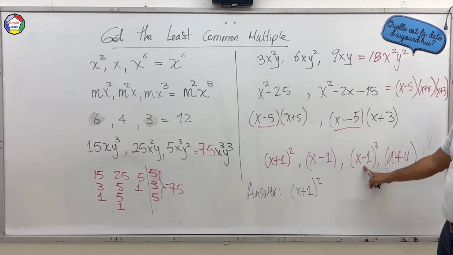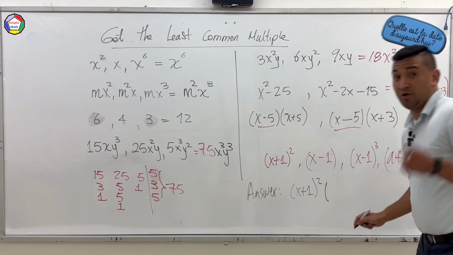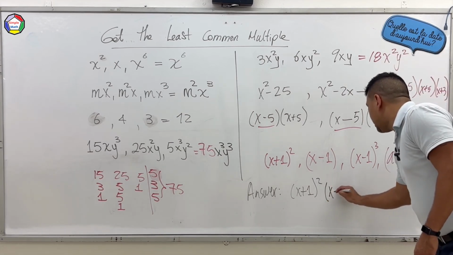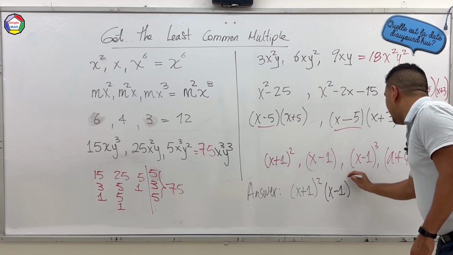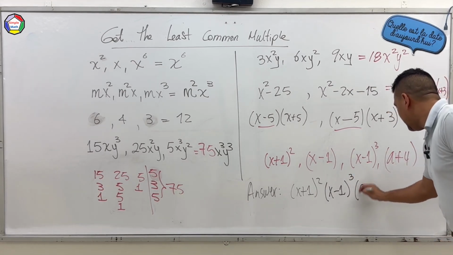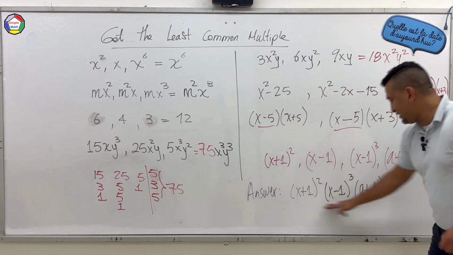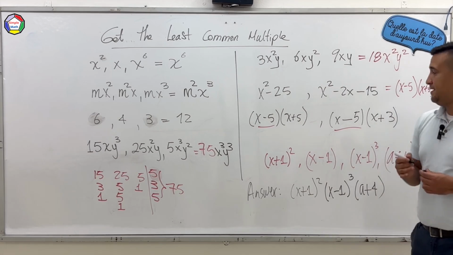This one is repeated with this one, so we choose the one with the highest exponent. So times, always times, x minus 1 to the power of 3, and this one is alone, so it's also part of the least common multiple. So this is the least common multiple of this.